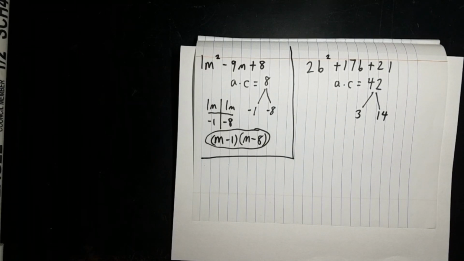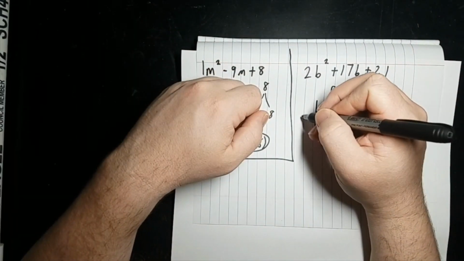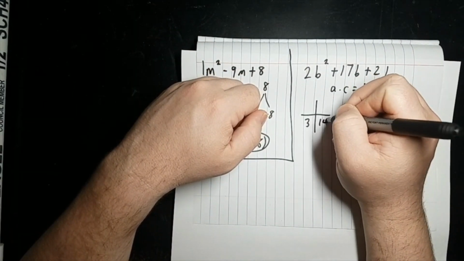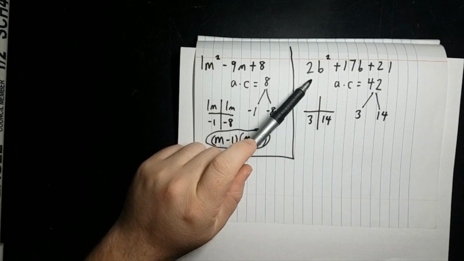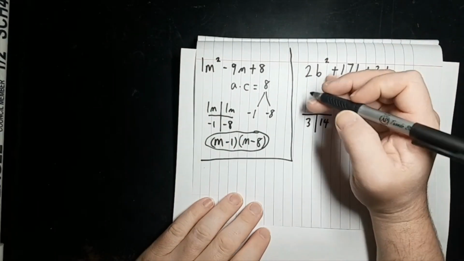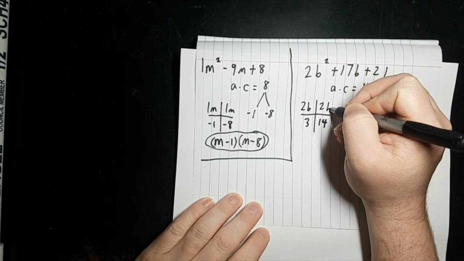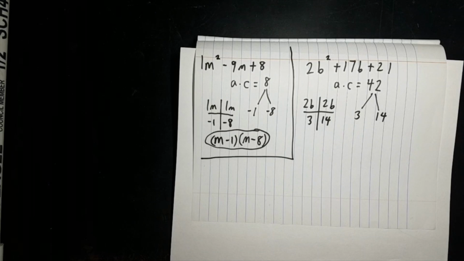Now here, I have to do my t-chart. My magic numbers go in the bottom. In the top of that t-chart, since I have a 2b squared here, I'm going to break it up temporarily as 2b and 2b. I'm not going to make the joke.